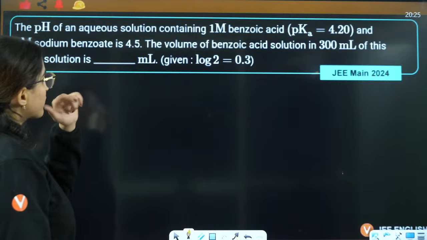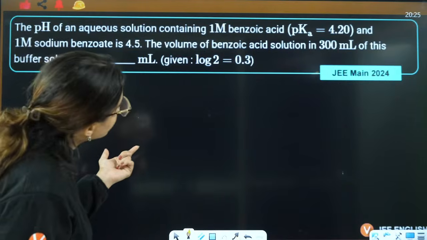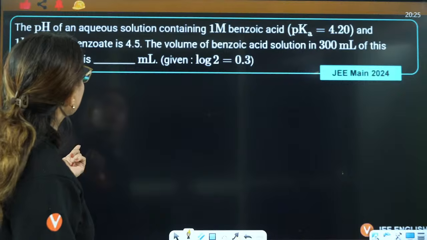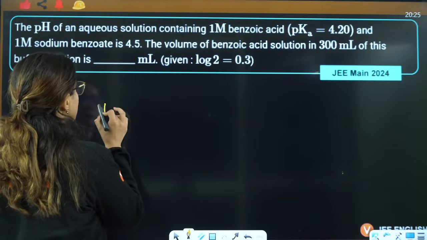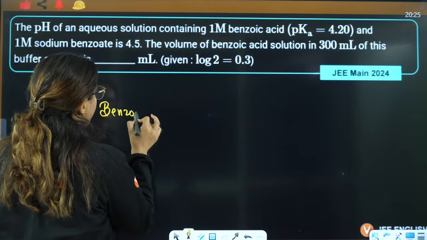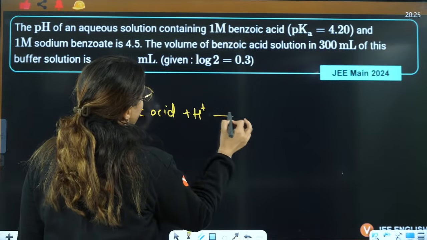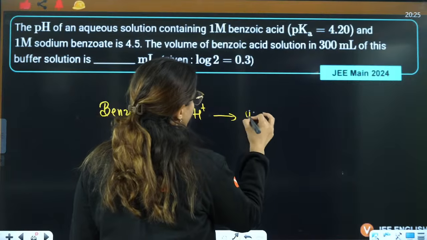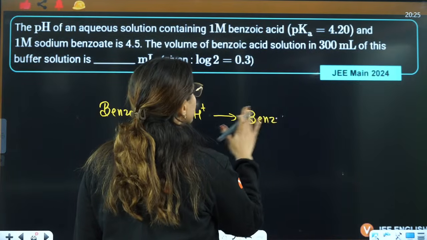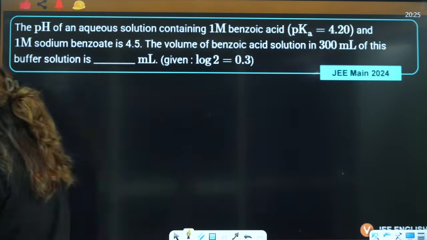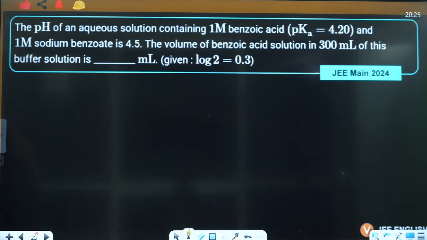So the pH of the aqueous solution is given to you. We can say that this is benzoic acid. Benzoic acid accepts H positive and it will get converted to benzoate. Why are we saying benzoate accepts H positive? No, no, no.